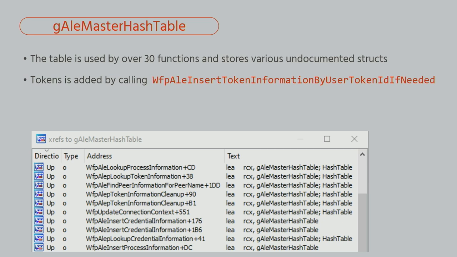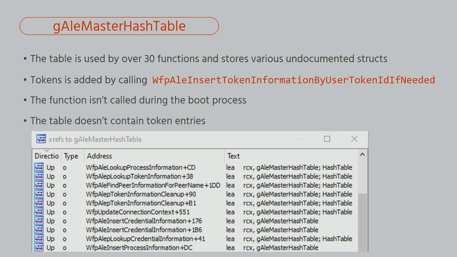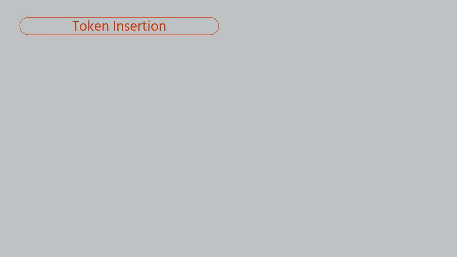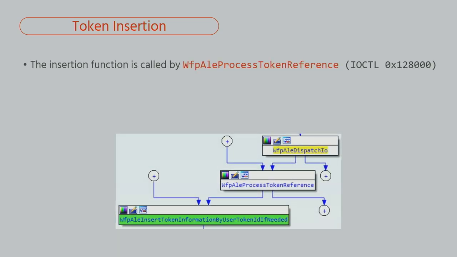The next thing I did is try to debug it and see how it is invoked. But it isn't called at all, not during the boot process and not by simple interactions with the machine. What we can tell about the insertion function is that it is called by another function named ALE process token reference. Looking back at the control code table, we can see that it is invoked by a device IO request. But again, there is a complication.